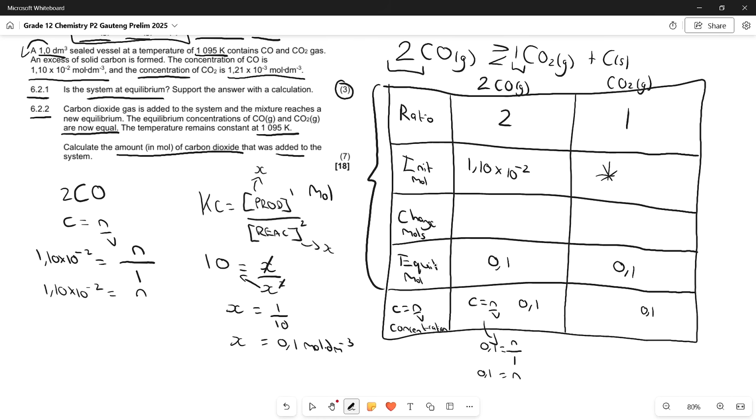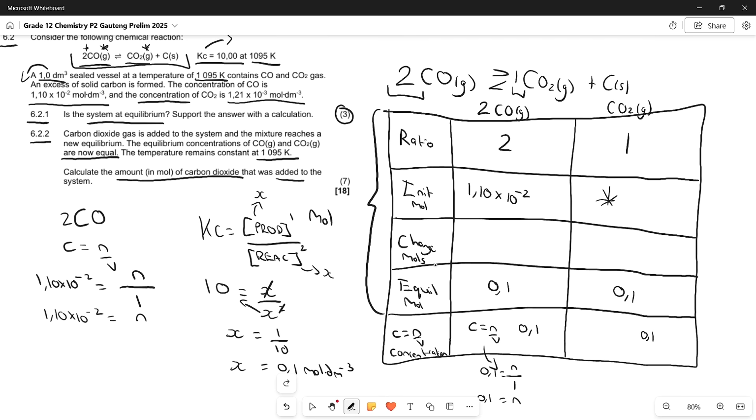And this puts us in a really good position, because as soon as we have values over here, we can calculate the change in moles. And this is very good for us, because if carbon dioxide gas was added to the system, it means the reverse reaction will be favored, which means that we are going to gain CO.